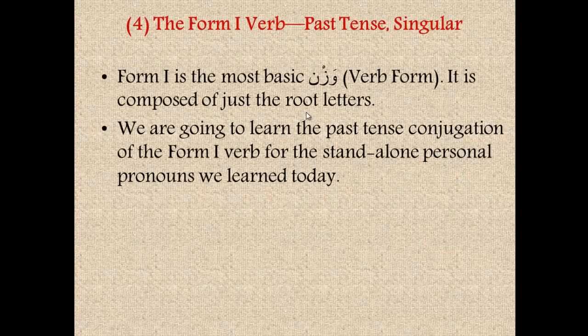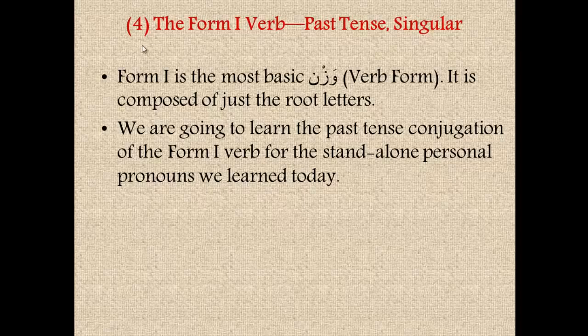Topic number 4, finally. In this particular section, we are going to learn formally how to conjugate verbs in the past tense. We will be using the form 1 verb. Form 1 is the most basic wazn. It is composed of just the root letters. And we are going to learn the past tense conjugation of the form 1 verb for the standalone personal pronouns that we learned today. If you remember, standalone personal pronouns are called al-dhama'ir al-munfasila.